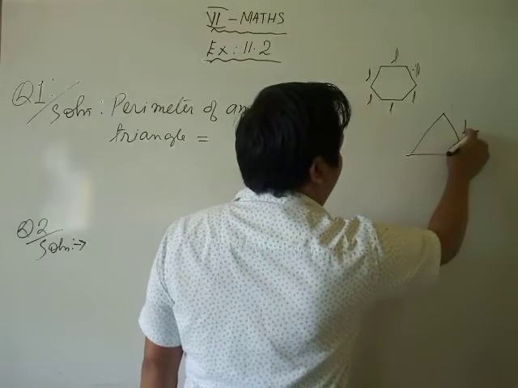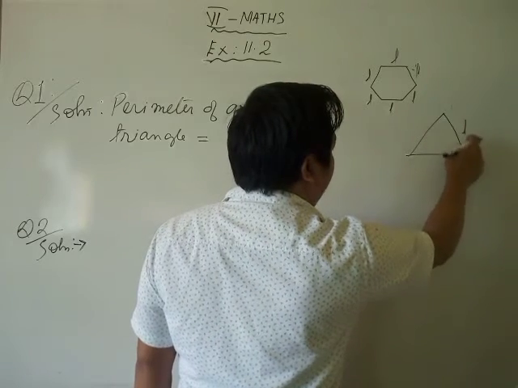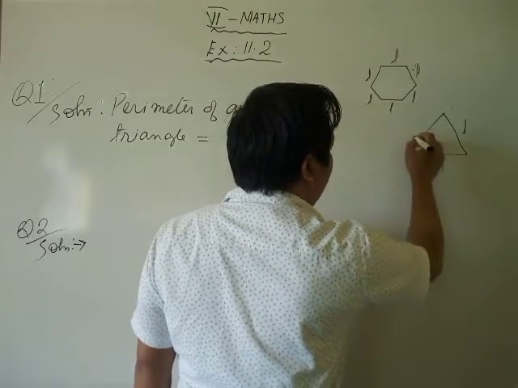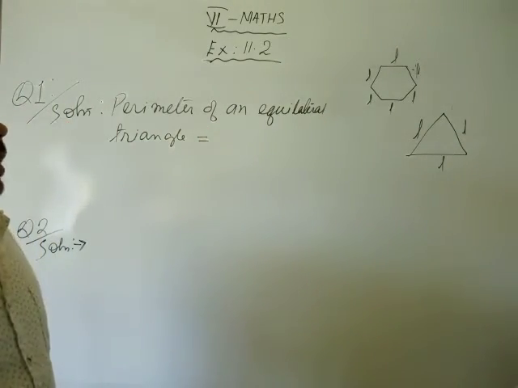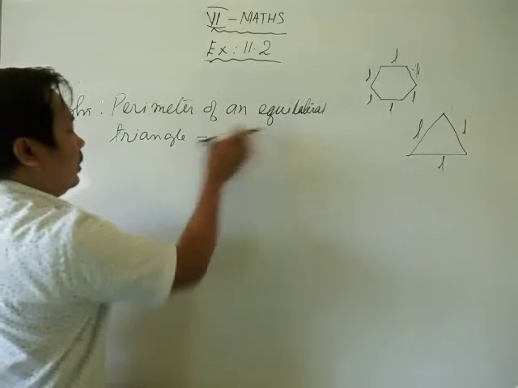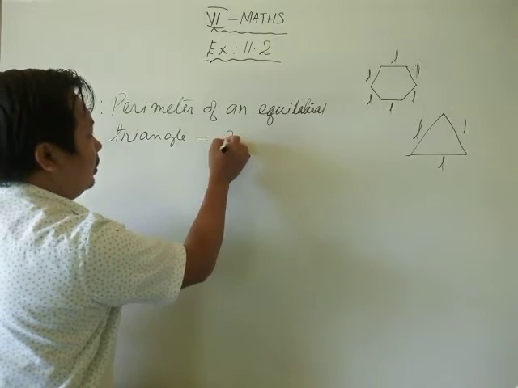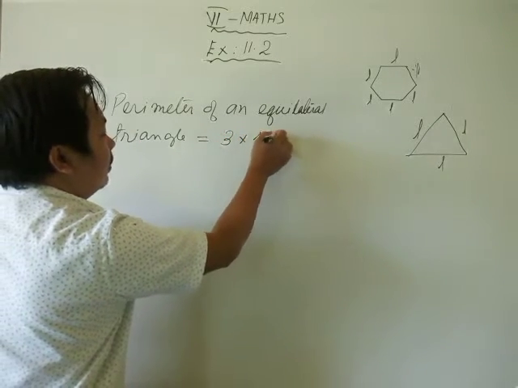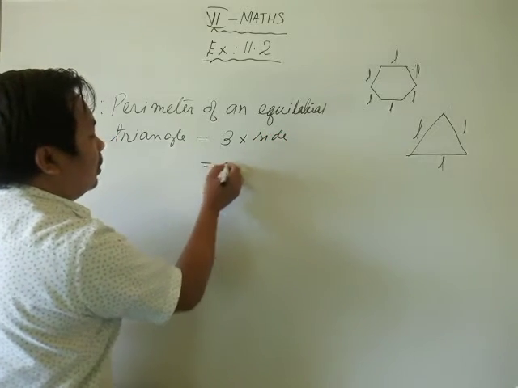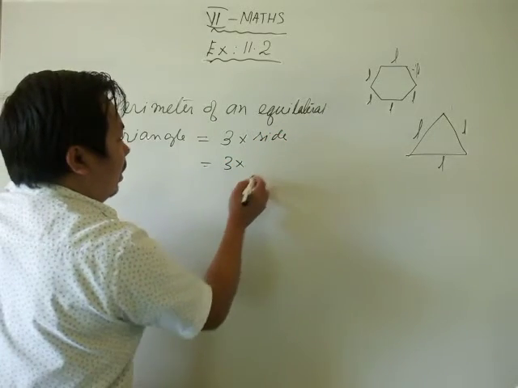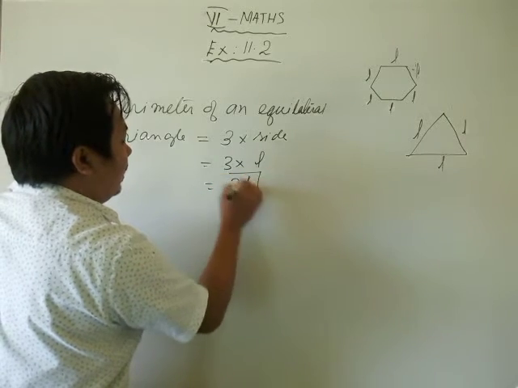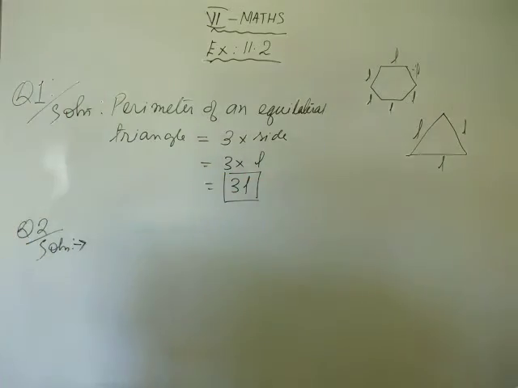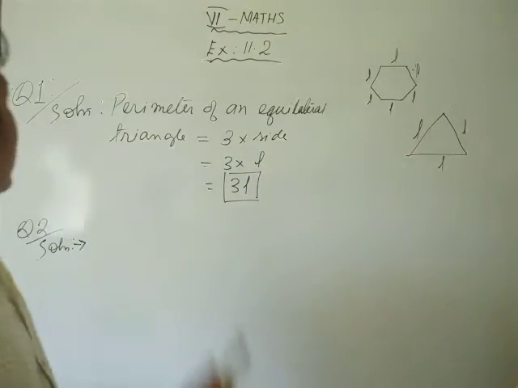If L is the length of the side, the length of the other side also will be L, so this also will be L. So we are going to find the perimeter. You know that the perimeter of an equilateral triangle is 3 into side. One side is L, isn't it? That means it is equal to 3L. So 3L is the perimeter of an equilateral triangle whose side is L. Okay, so this is the answer of question number 1.